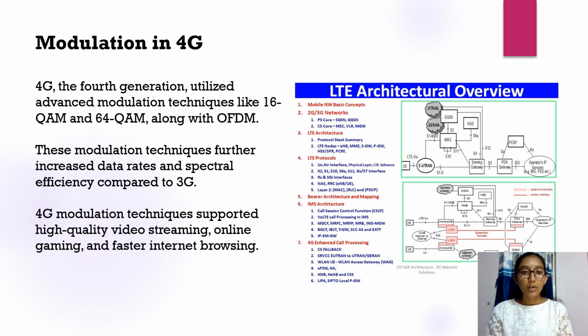Let us discuss modulation in 4G. The fourth generation utilized advanced modulation techniques like 16 QAM and 64 QAM along with OFDM. These modulation techniques further increased data rates and spectral efficiency compared to 3G. 4G modulation techniques supported high-quality video streaming, online gaming, and faster internet browsing.